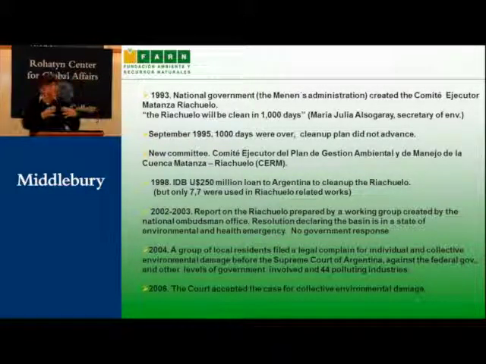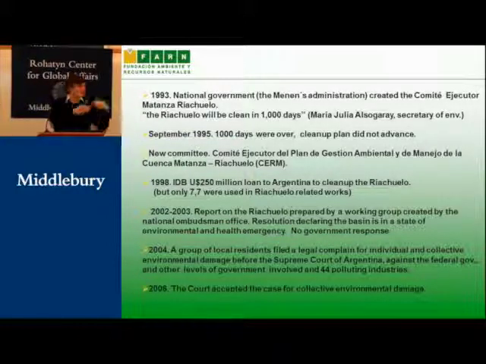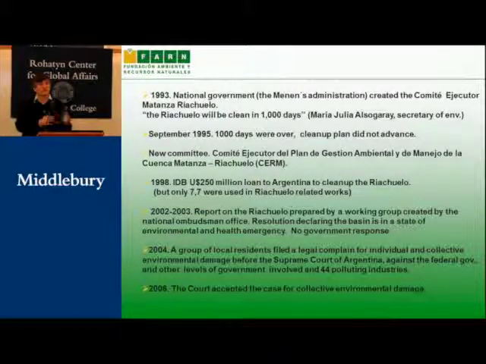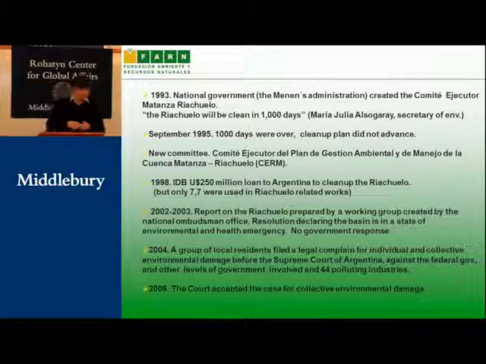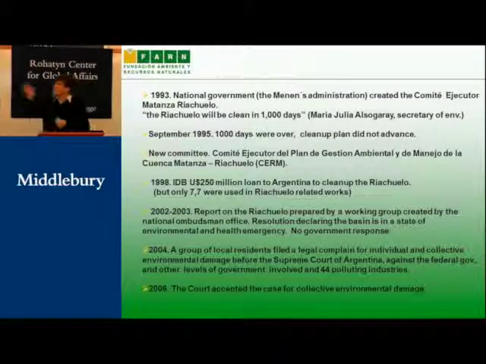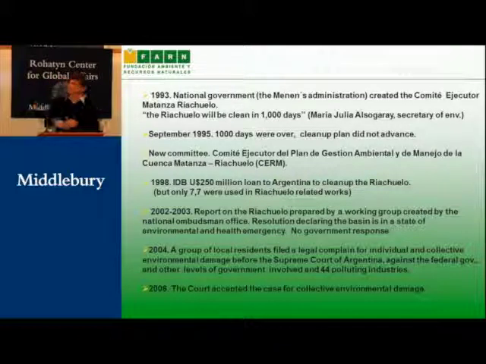So during the 90s, there was this strange combination. On the one hand, you have a strong process of neoliberal reforms in the economic field, but at the same time, you have an increased recognition of social and economic rights in the Constitution and legal mobilization around that. So in 1993, the national government created a Comité Ejecutor Matanza Riachuelo.